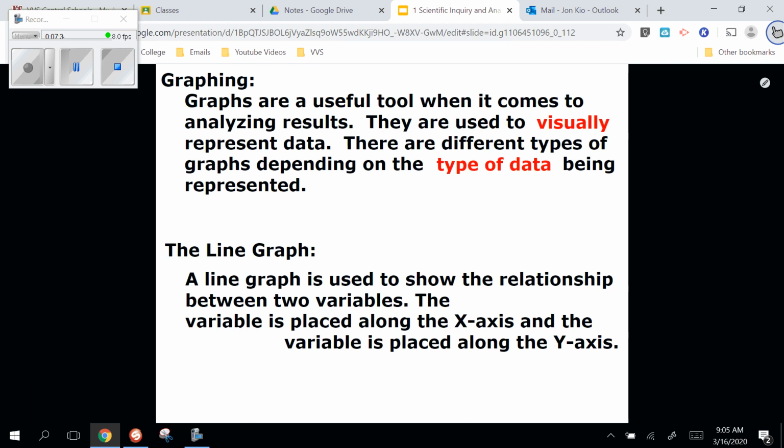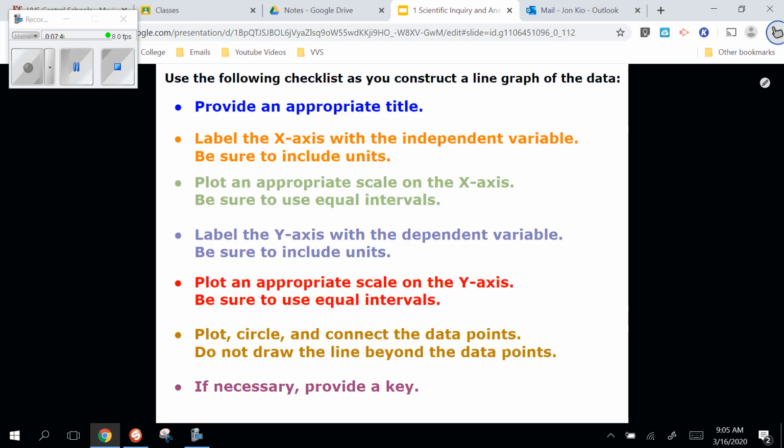All right, so we're going to visually represent some data. We're showing the relationship between the independent and the dependent variable, right? Independent variables on the x, dependent variables on the y. Little example after we talk about this little checklist, all right? Appropriate title. Remember when we do a title, the effect of x on y. That works for everything that we're going to do.